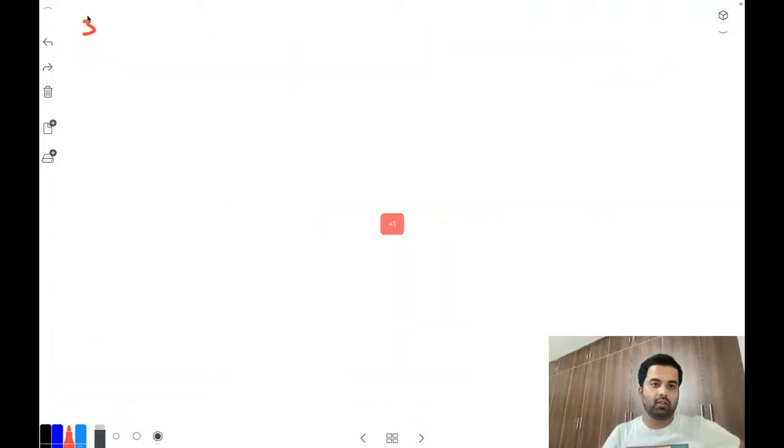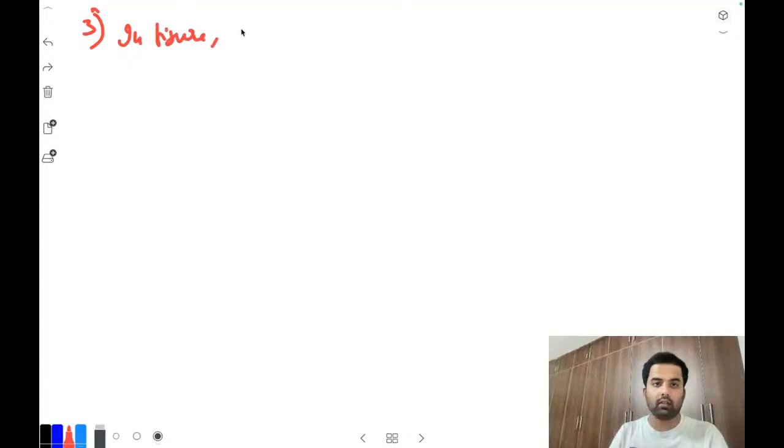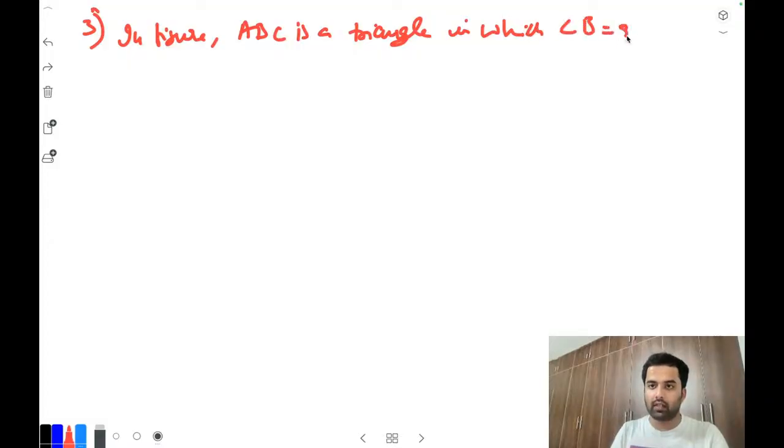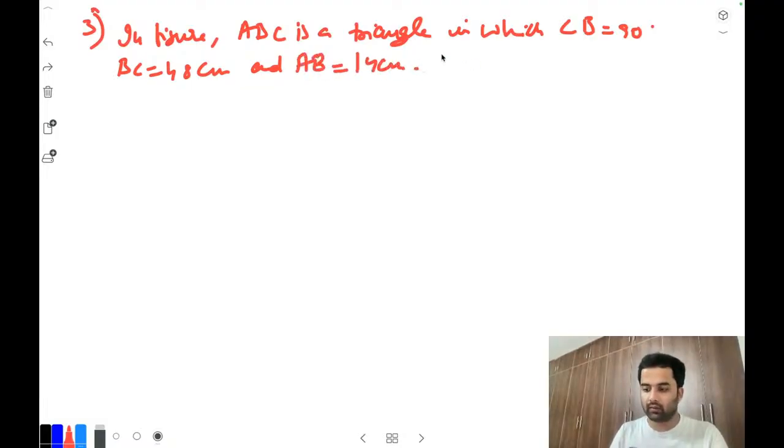Okay, let's switch to question number 3 now. Question number 3 is: in the figure, ABC is a triangle in which angle B is 90 degrees, BC is 48 centimeters, and AB is 14 centimeters. Find the radius of the circle.